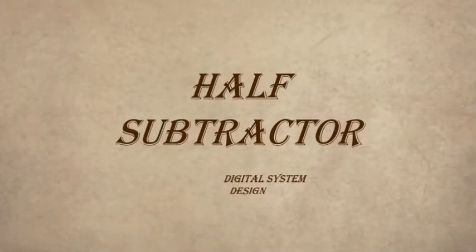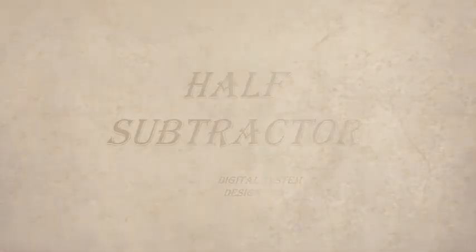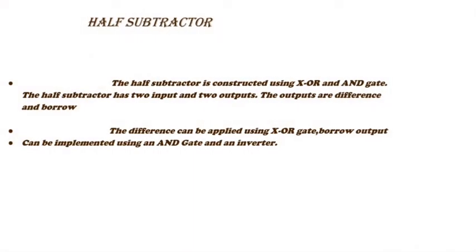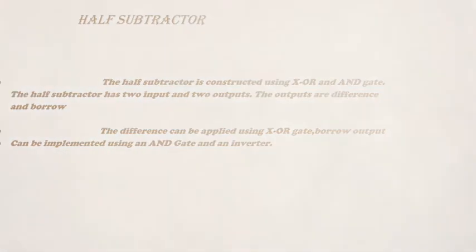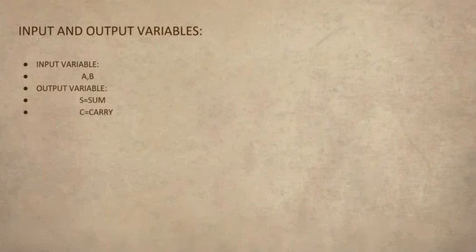Now we are going to see about half and full subtractor. First we can see about half subtractor. The half subtractor is constructed using XOR and AND gate. The half subtractor has two inputs and two outputs. The outputs are difference and borrow. The difference can be implemented using an XOR gate. The borrow output can be implemented using an AND gate and an inverter.